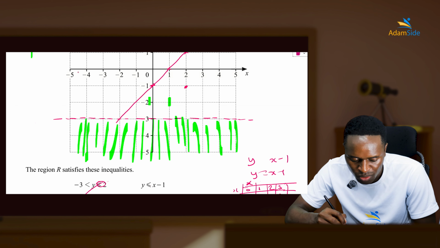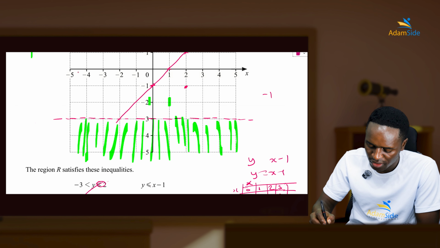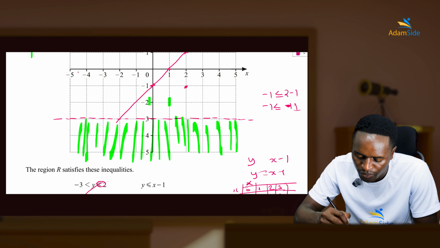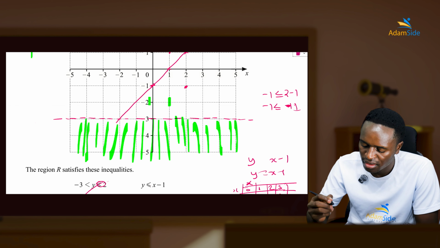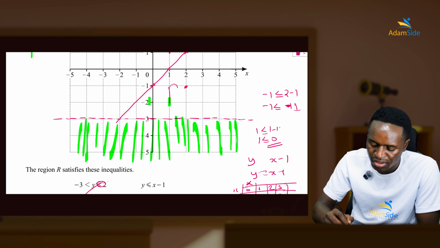If you use this point 2, negative 1 and put it in your equation, will it give you the right value? When y is negative 1, it should be less than or equal to the value of x minus 1, which is 2 minus 1. Negative 1 is less than or equal to 1. Yes, it's true. But if you use the point on top here, let's say 1 and 1, and put it in this inequality, you say 1 is less than or equal to 1 minus 1, which is 1 is less than or equal to 0. This is not true. So the wanted region is this one.